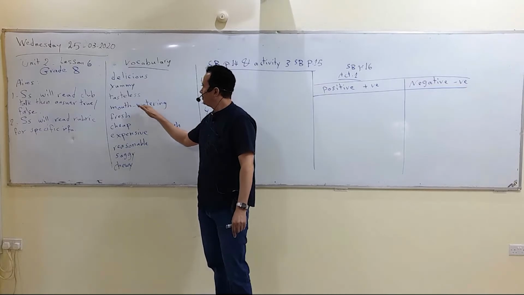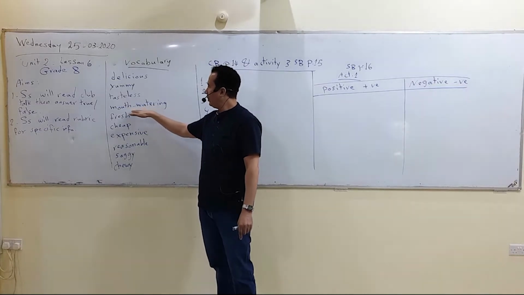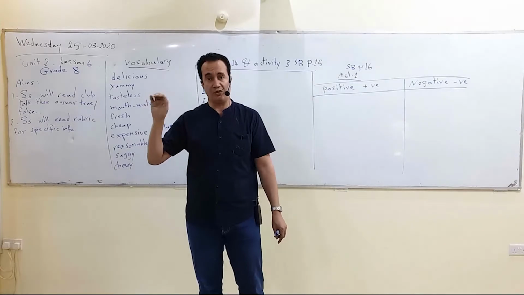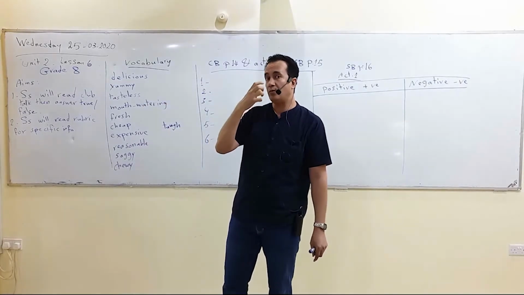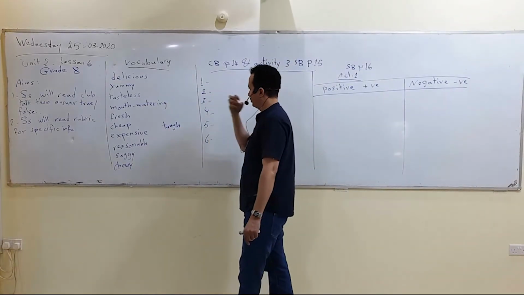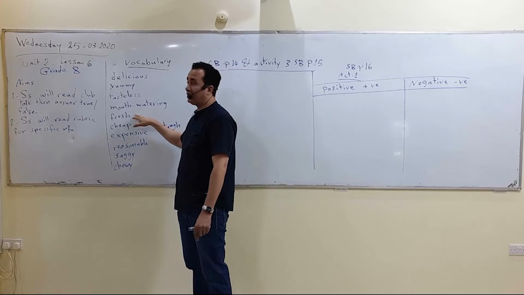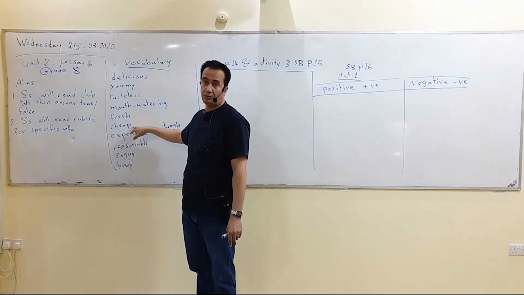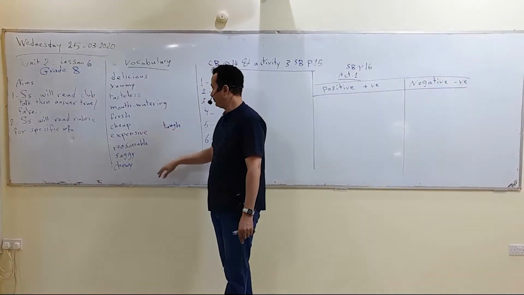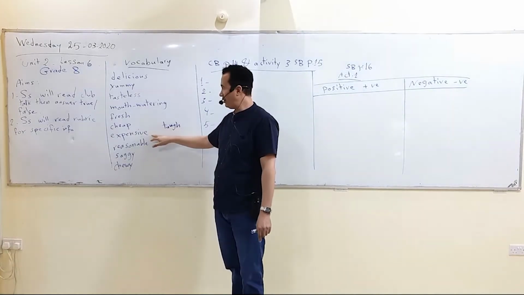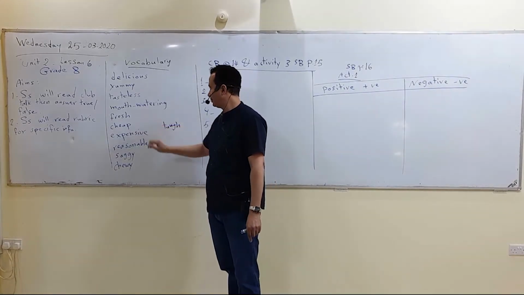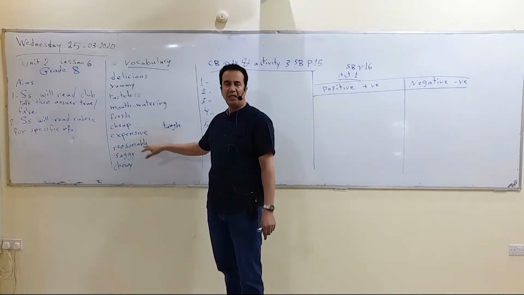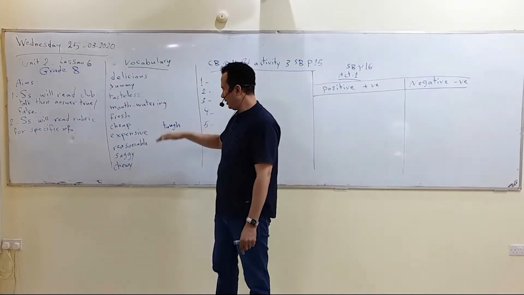Number 4, mouth watering. It means the food, when you eat it, is very delicious, so it makes your mouth watering, full of water. Fresh means the food is fresh. Cheap means it doesn't cost much money. Expensive, the opposite of cheap, means it costs much money. Reasonable means you can afford it, you can buy it.